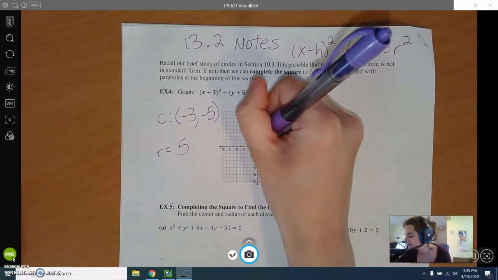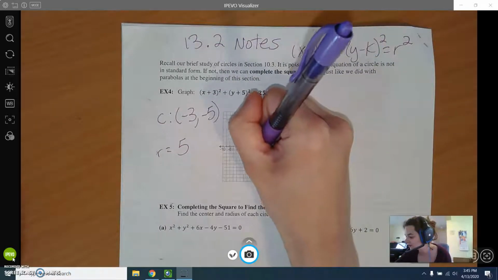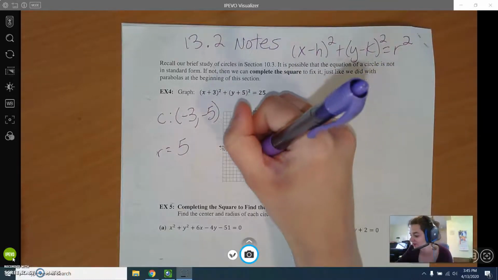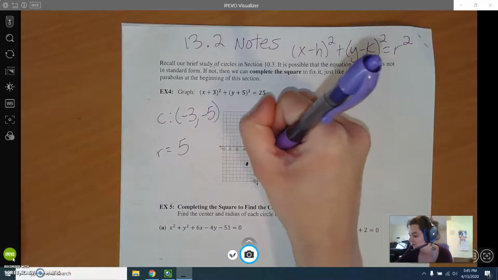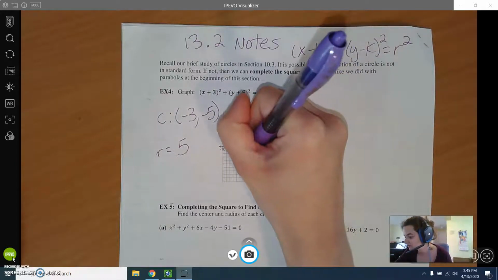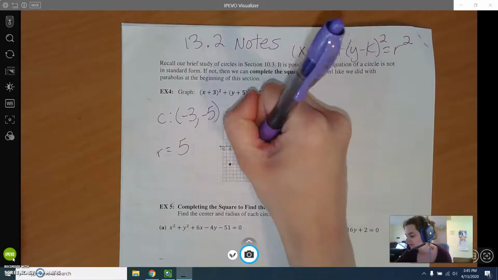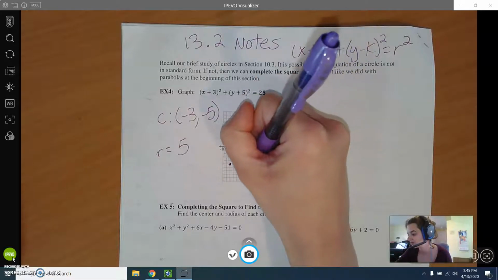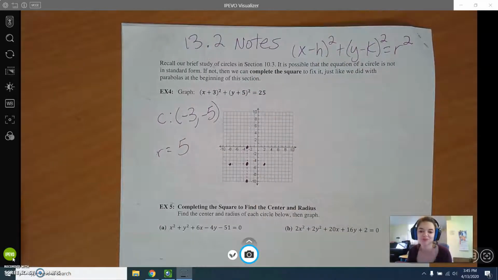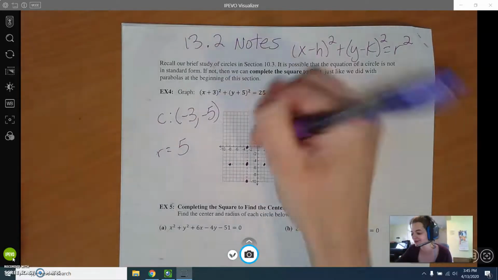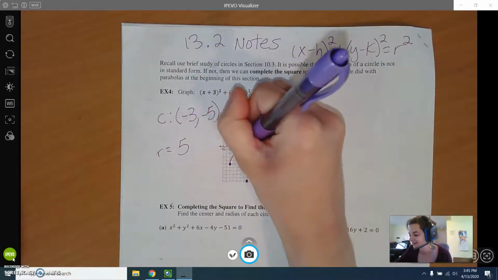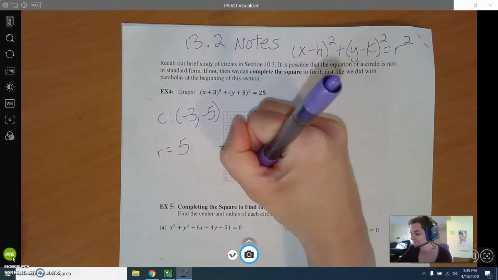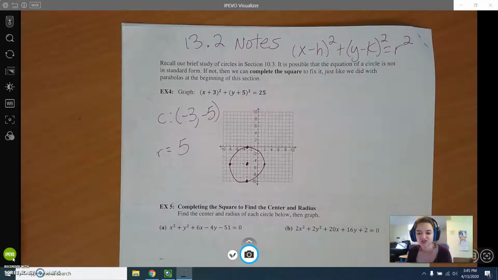So my center is at (-3, -5). My radius is 5, so what I'm going to do is go 5 each easy direction. So 5 to the right, 1, 2, 3, 4, 5. 5 to the left, 1, 2, 3, 4, 5. 5 up, 1, 2, 3, 4, 5. And 5 down, 1, 2, 3, 4, 5. And then that gives me 4 nice easy points. Try your best if you're sketching these out to make a circle and not a diamond. In my math lab, there is a circle tool that'll help you, okay? And that's how you graph a circle.